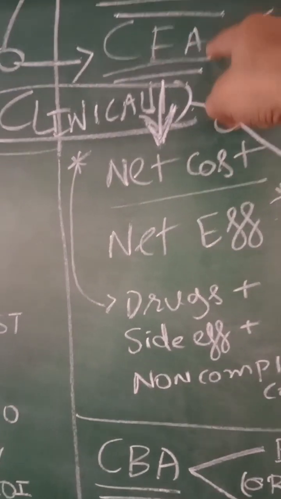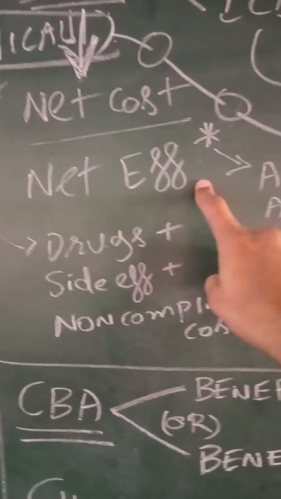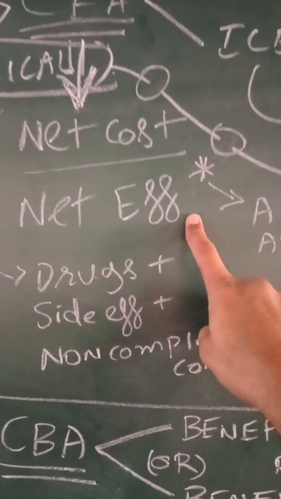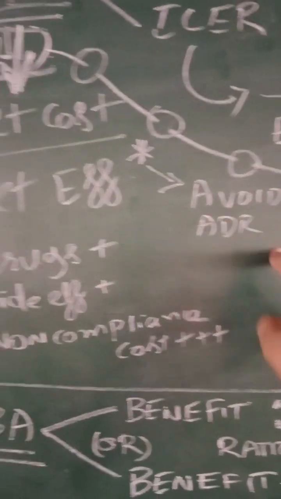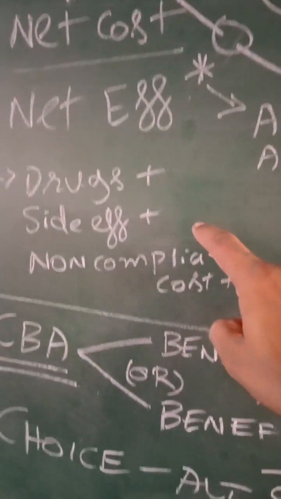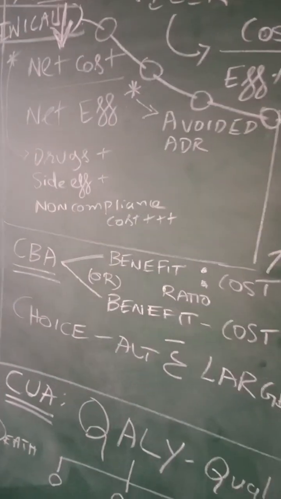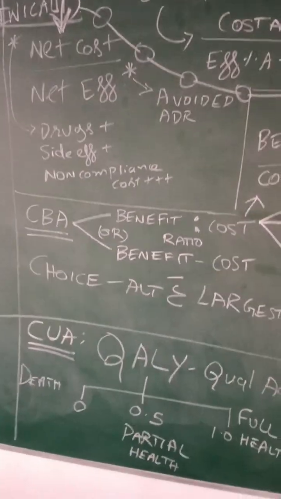So now when we talk about cost effectiveness analysis, we are literally talking about the net cost by the net effectiveness. Net effectiveness means avoided ADRs and other things will also be included in that. And net cost means whatever drugs, side effects, and non-compliance cost plus whatever is to be added. We have to talk about all these things. So that is cost effectiveness analysis.